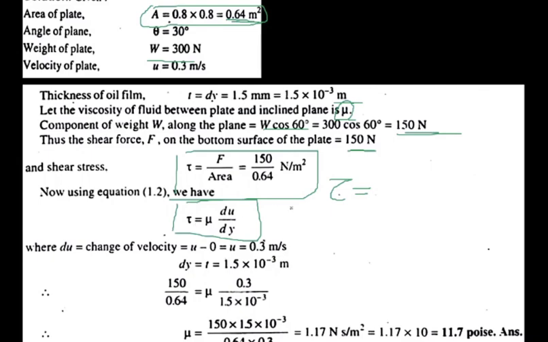We know only one equation, that is tau is equal to mu into du by dy. So what is the change of velocity? The initial velocity is given, that is u. The final velocity is not given, so take it as 0, no tension. Next, dy, the thickness. How much is given? t, that is 1.5 into 10 power minus 3 meter. Now take all these values and substitute in this master equation, and you will get the value of mu.